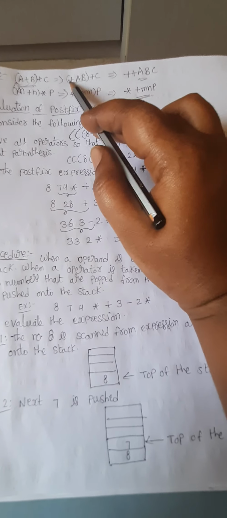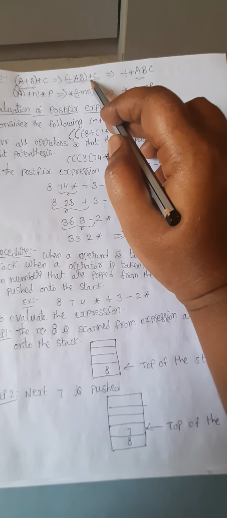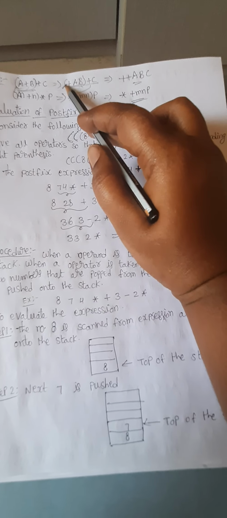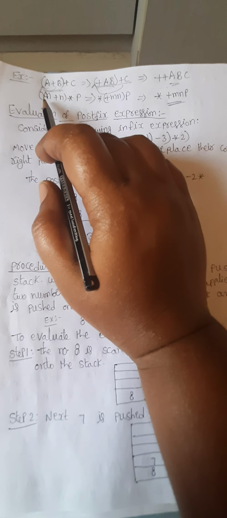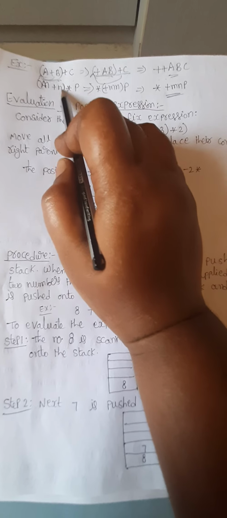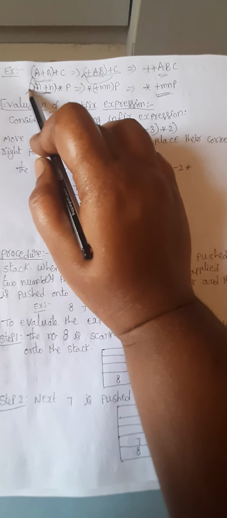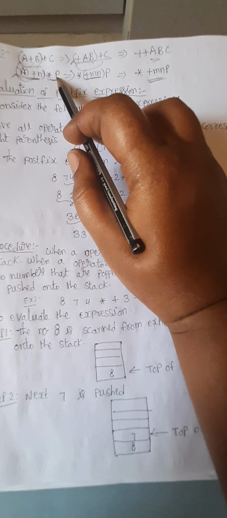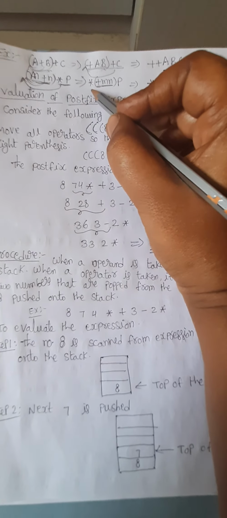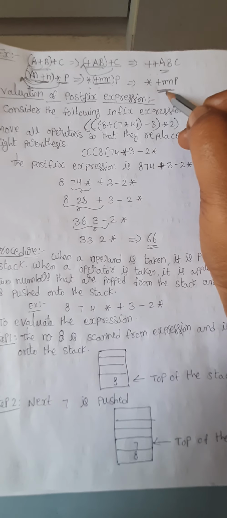Now this expression has been converted into prefix. Again we have to convert the whole expression into the prefix. This will be moved here, that is plus plus A, B, C. And again see another expression, M plus N. This is one expression. In this, for prefix, plus will be moved here, that is plus MN, and multiplication P is there, and this multiplication will be moved to the beginning. Multiplication plus MN P. This is the final prefix expression.